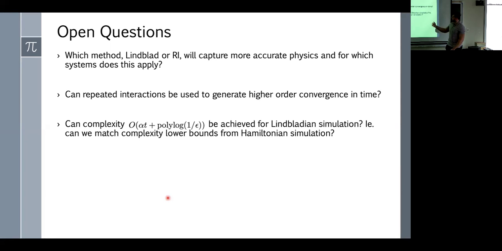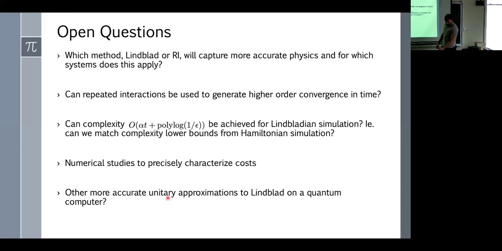Can we actually saturate this lower bound from Hamiltonian simulation? In our case, not have that new parameter there that we had in front of the polylog. And then everything I did was in big O notation, but when we're thinking of how hard these are going to be to implement one day, we want to precisely characterize costs. So numerics is also an important thing to do on this front. And the last question is, are there other CPTP maps that more accurately converge to Lindbladian dynamics on a quantum computer? And yeah, that's everything. Thanks for listening.